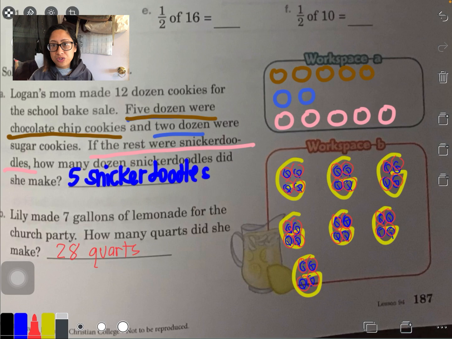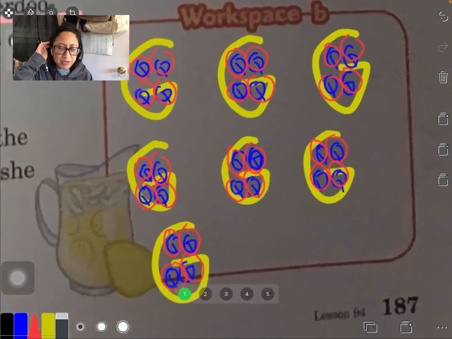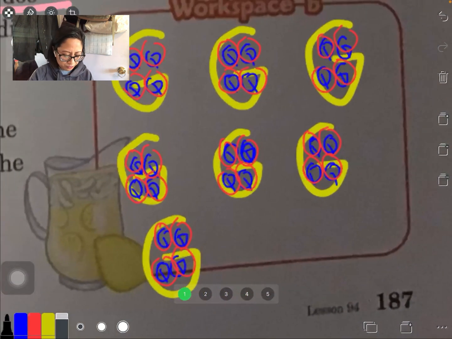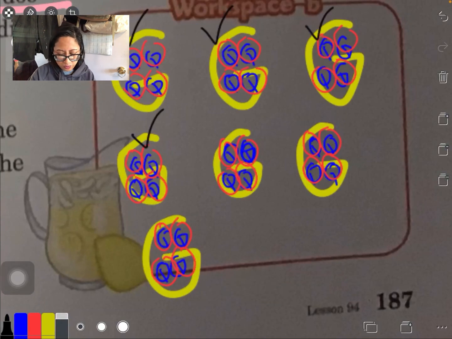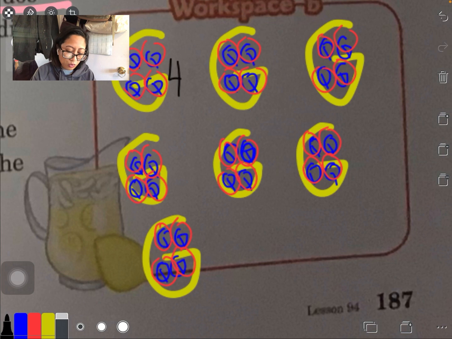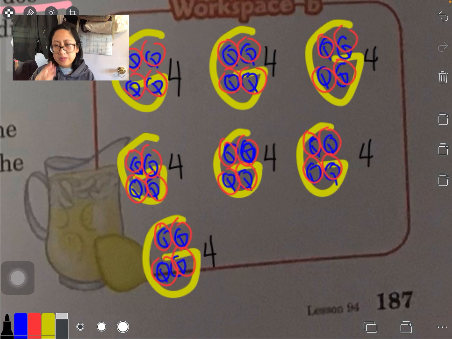Then I'm going to show you another way to find this. You know what I could have done? I could have done this. 4, 8, 12, 16, 20, 24, 28, because that is honestly how it goes. Because I could have done 4 plus 4 plus 4 plus 4 plus 4 plus 4 plus 4. But that's not what we want to do.